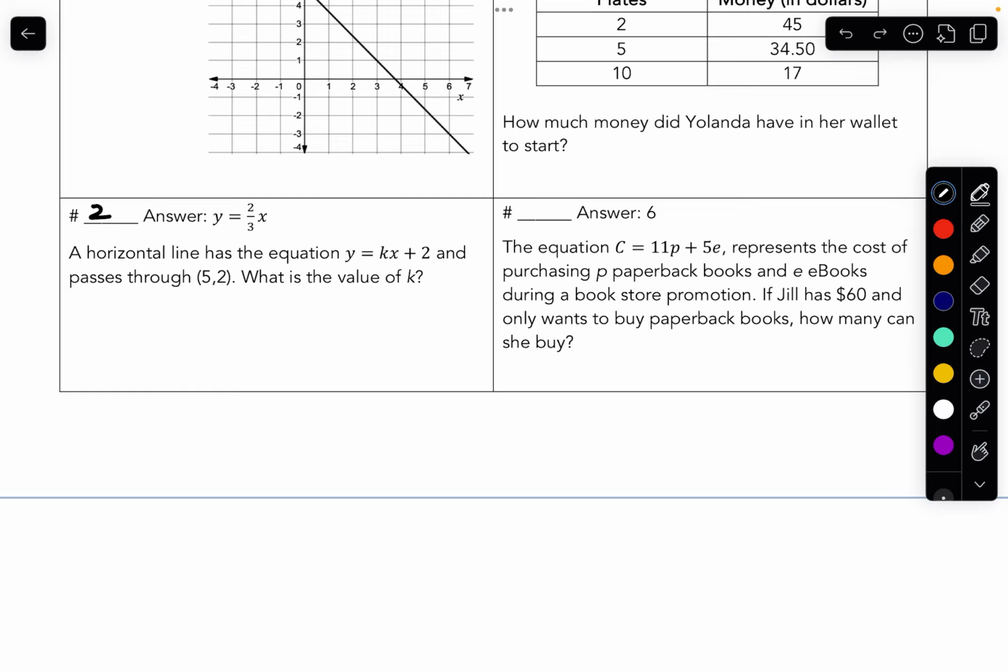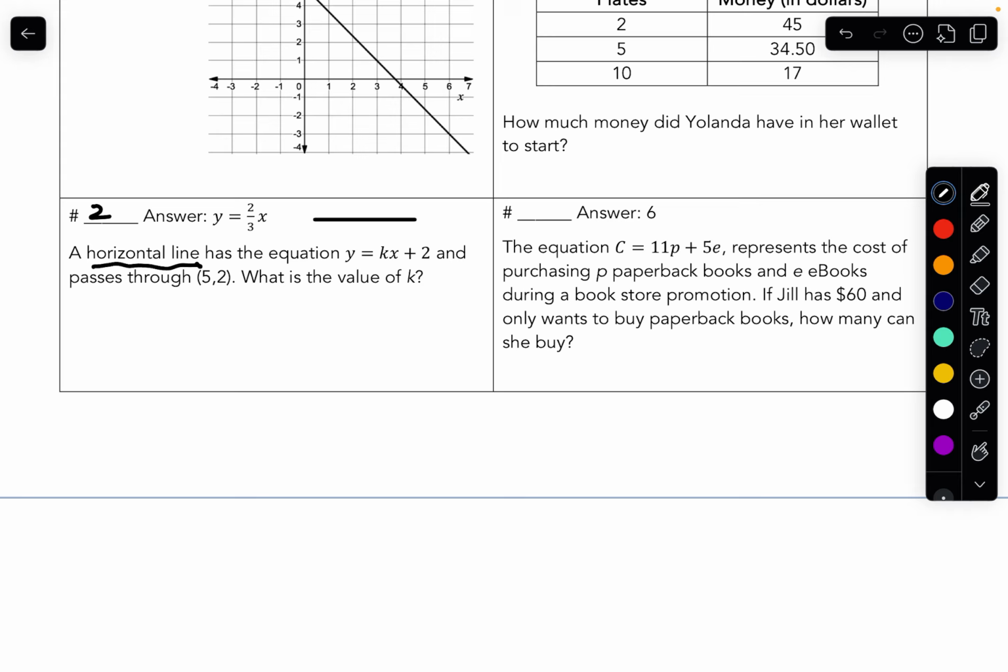So we solve this problem. A horizontal line has the equation y equals kx plus 2. Key word here is horizontal. You have to know what that means. A horizontal line is like the horizon. It's flat, like this. There it goes. It's flat.